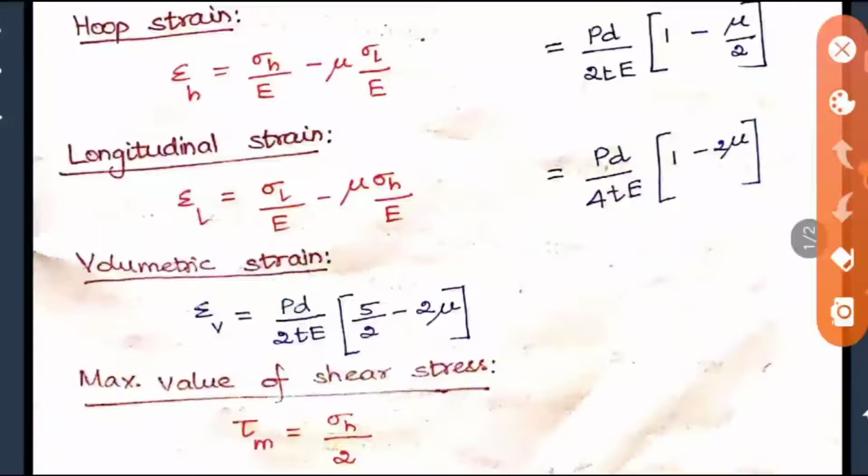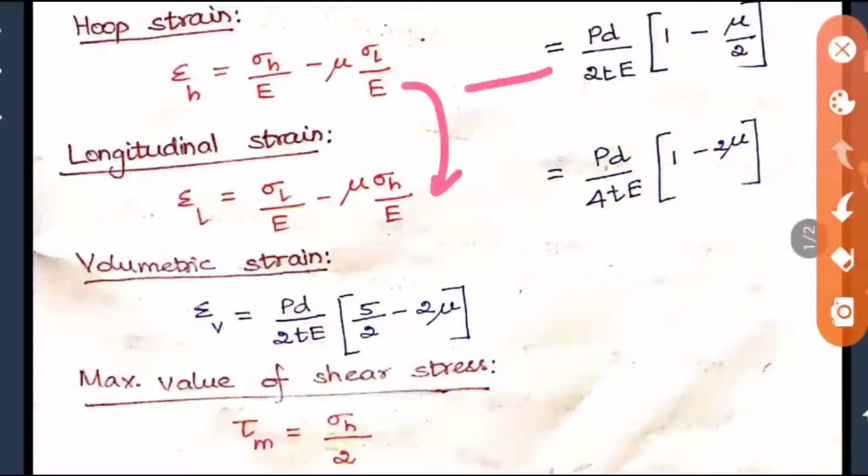The next is the strain. Here the hoop strain is equal to sigma h by E minus mu into sigma L by E. E is the Young's modulus of elasticity and mu is the Poisson's ratio. For longitudinal strain, it is sigma L by E minus mu into sigma h by E, just the inverse of this. They have just exchanged the h and L here.